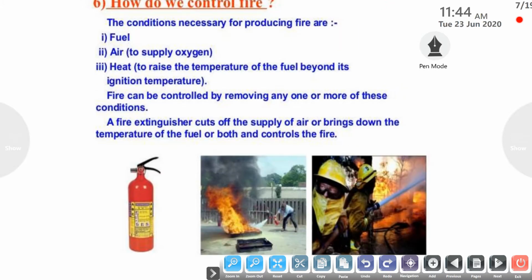The next is how do we control fire? The conditions, as you all know, that are necessary for producing fire are the fuel, air and the heat. So the fire can be controlled by removing any one of these conditions, okay. Either we remove the fuel, or we end the supply of air, or we remove the heat. By removing any one of these three, we can control the fire. So fire extinguishers cut off the supply of air and they bring down the temperature of the particular fuel, or both, to control the fire.